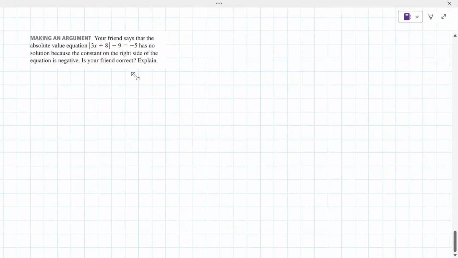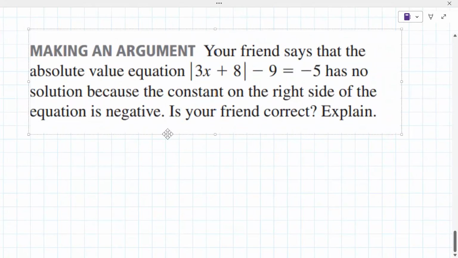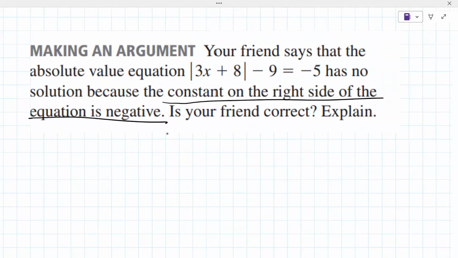Let's look at a bit. We're just going to go a completely different direction here. Found this problem in another textbook. It's making an argument. Your friend says that the absolute value equation, absolute value of 3x plus 8 minus 9 equals negative 5, has no solution because the constant on the right side of the equation is negative. Do you believe that this is correct or not? What does your initial gut tell you?